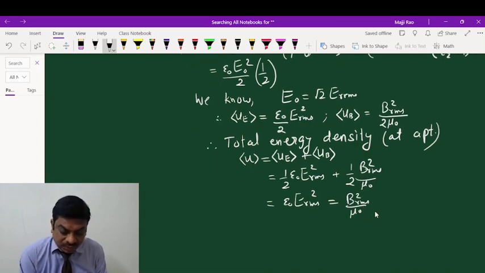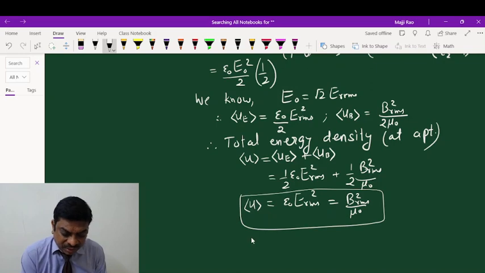Okay, students. So this is the average energy density in terms of electric field or magnetic field. You can also memorize this in terms of the peak value. In terms of peak values, a 2 will appear here.